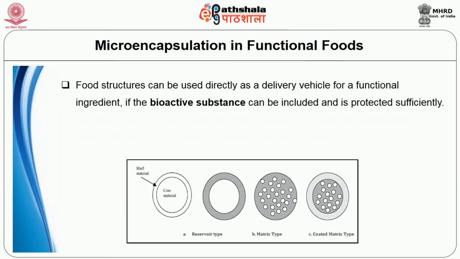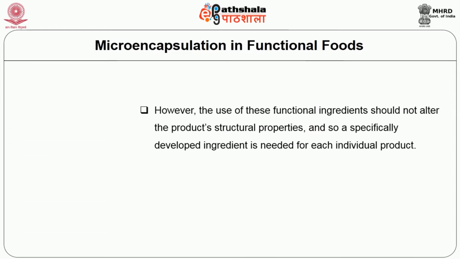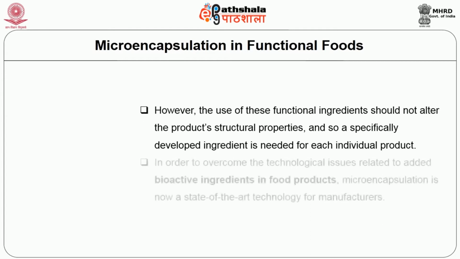Food structures can be used directly as a delivery vehicle for a functional ingredient if the bioactive substance can be included and is protected sufficiently. If further protection is required, the active molecule can first be encapsulated and then be added to the food system. However, the use of these functional ingredients should not alter the product's structural properties, and so a specifically developed ingredient is needed for each individual product.